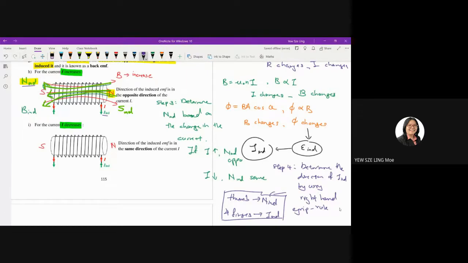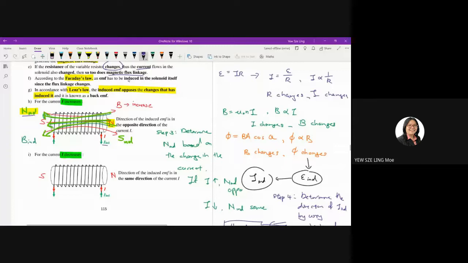So once you find out the direction of induced current, then done. Then you can describe. So for situation H, when I increases, your I induced is now flowing in the clockwise direction.